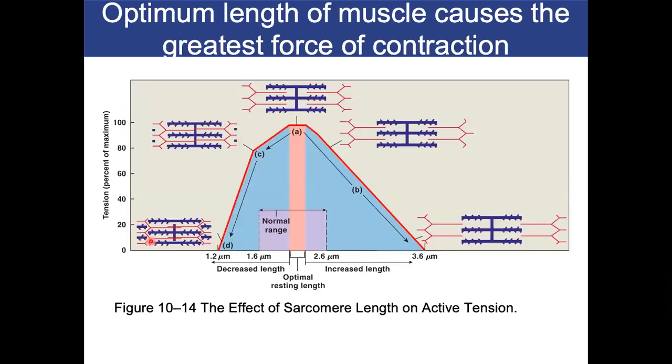So the optimum length of muscles causes the greatest force of contraction. So if you plot it out, if you take a look at this picture on the left-hand side, notice how the myosin and actin are overlapped completely. Okay, this would be when a muscle is completely contracted. You're not going to contract it any further. When a muscle is primarily contracted, you're not going to get much force generated or be able to do much work. When you have the actin and myosin at an optimal overlap, that's when you're going to generate the most force from that muscle.